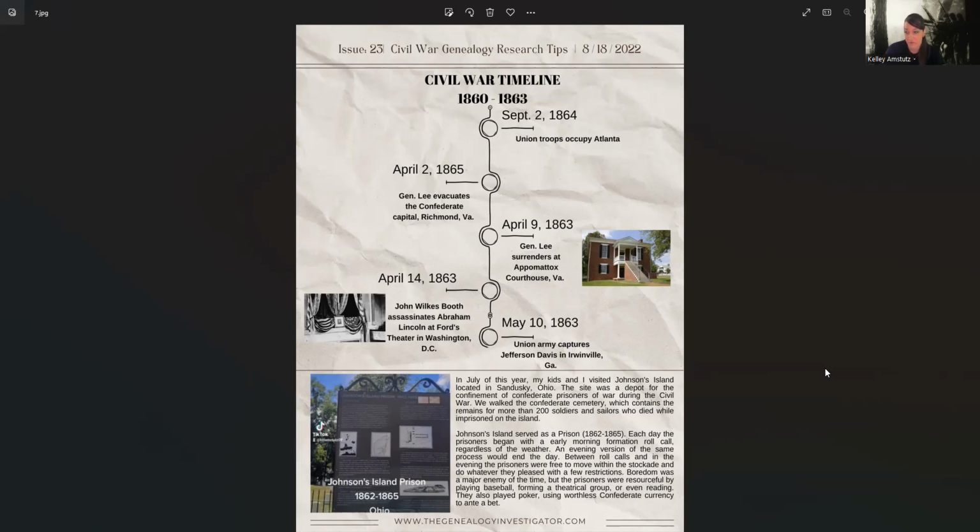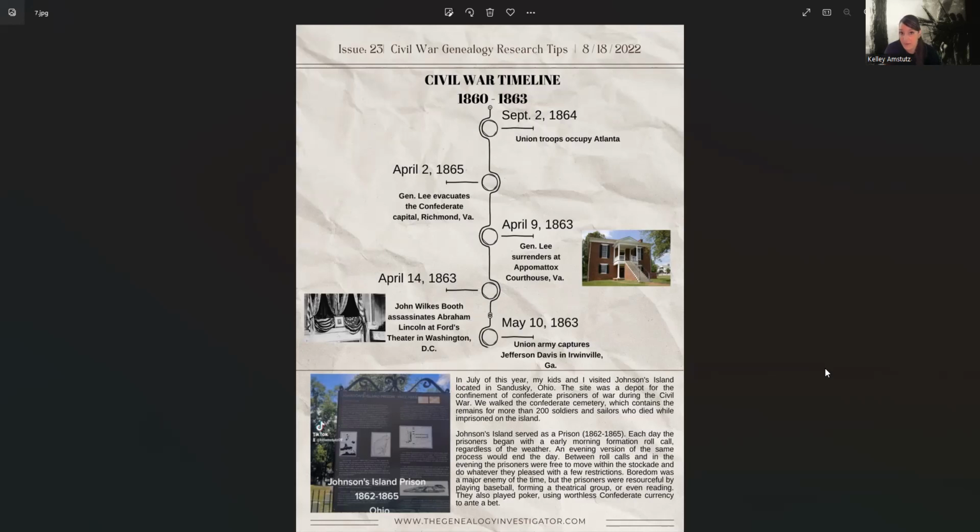Each day, the prisoners would begin with an early morning formation roll call, regardless of the weather. An evening roll call, the same version, would happen at the end of the day. Between the roll calls and in the evening, the prisoners were free to move within the stockade and do whatever they pleased. They did have a few restrictions. One of the biggest things was the boredom, as you can imagine.